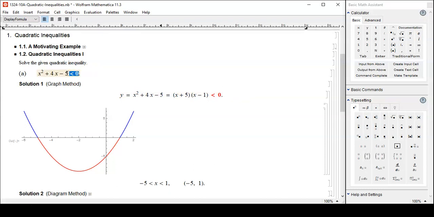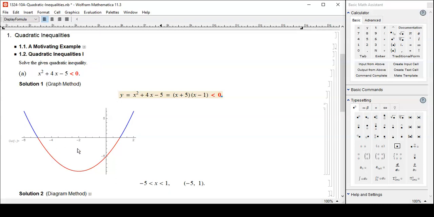That means this expression, y-coordinate, has to be less than 0. So the graph has to be below the x-axis. We're talking about this portion. See? The algebraic expression less than 0 and the geometric expression below the x-axis, you have to synthesize those. And then one more synthesis.